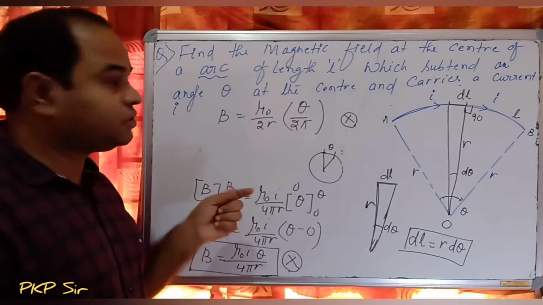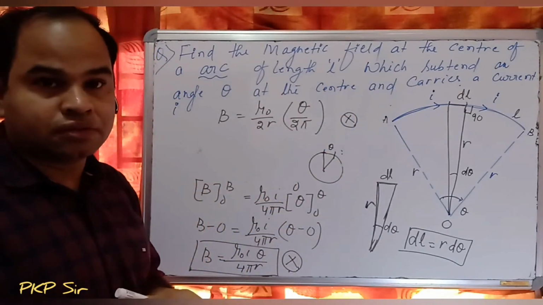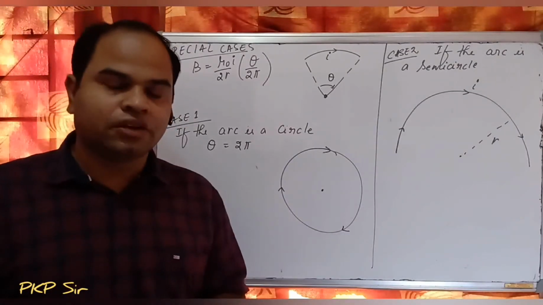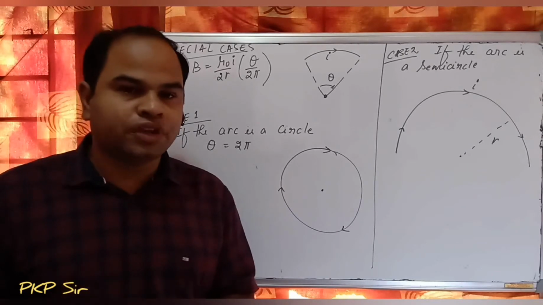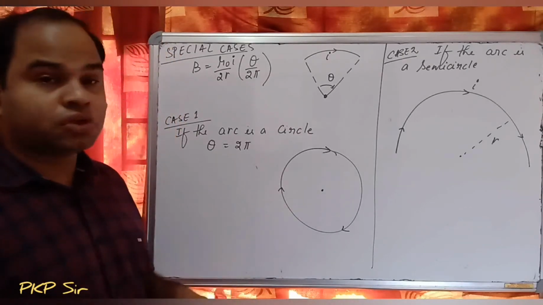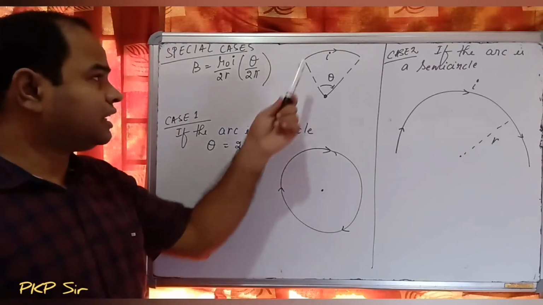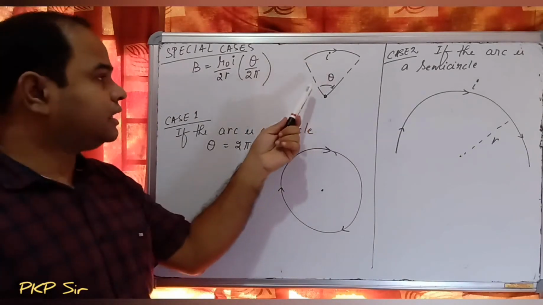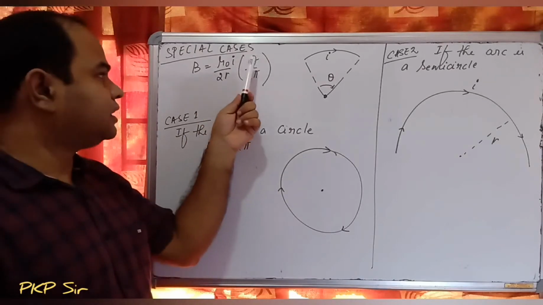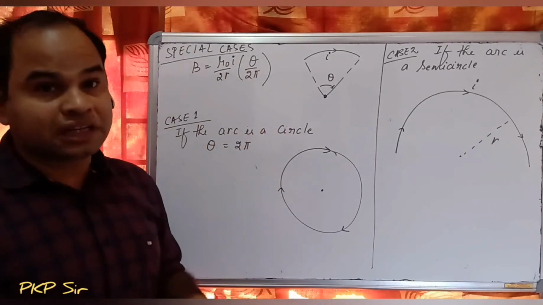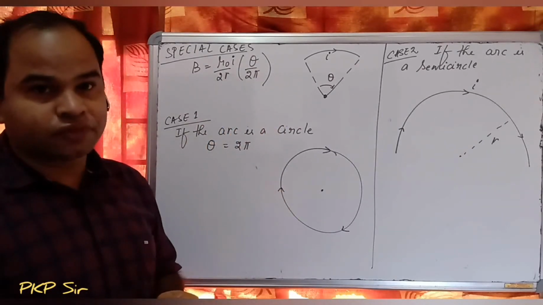Next we will do the special cases of this formula. We have derived that the magnitude of the magnetic field due to an arc carrying current I at the center is B equals mu naught I by 2r times theta by 2 pi. Theta is the angle made by the arc at its center.